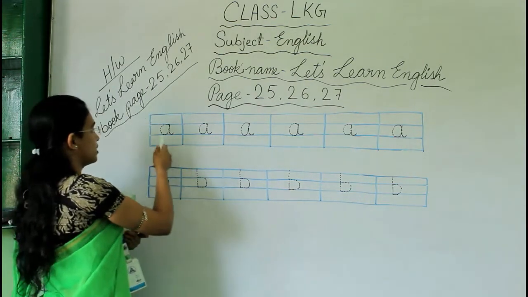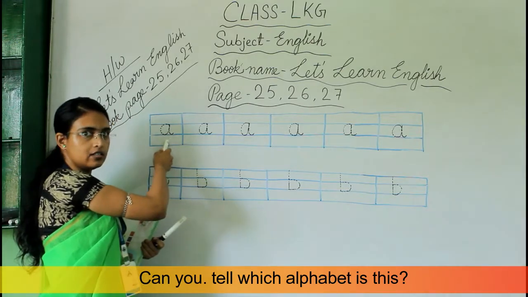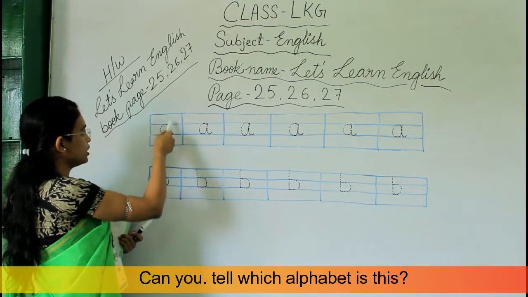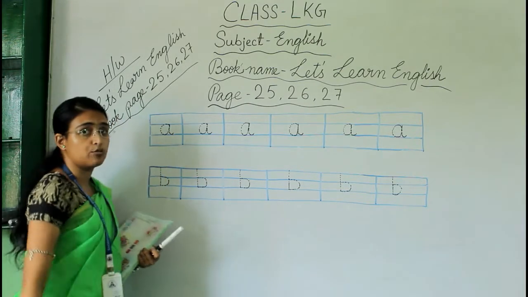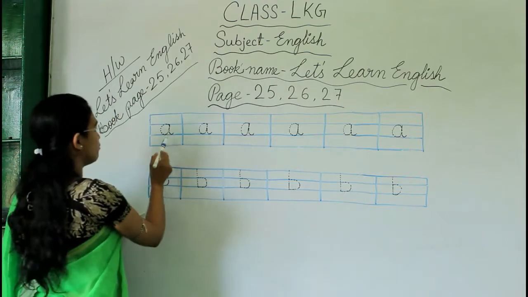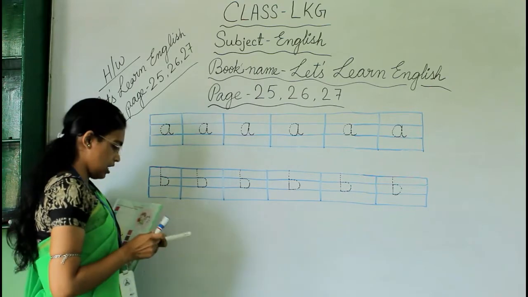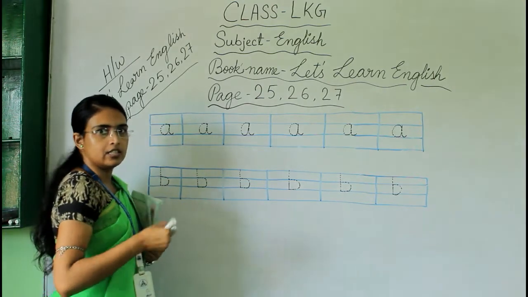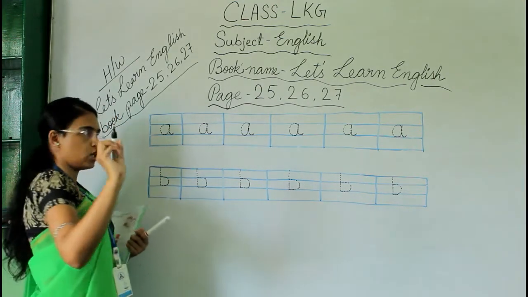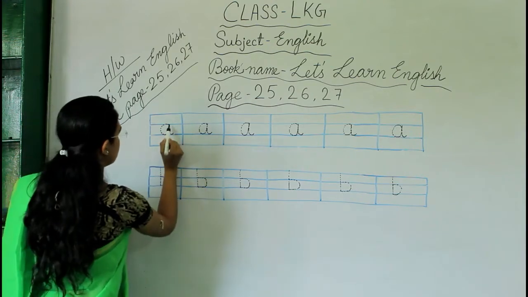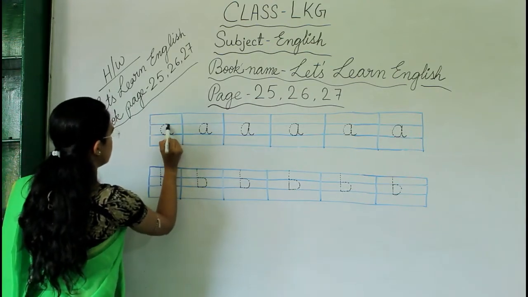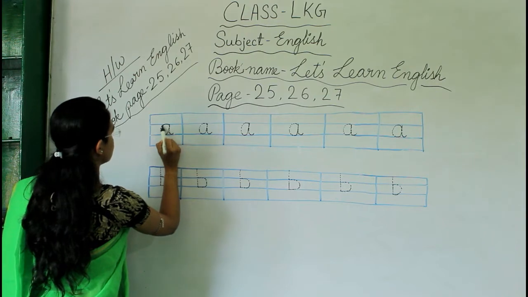Now, can you see the dotted lines here? Dotted alphabet. Which alphabet is this? Small letter A. Now we have to do what? We have to trace this letter. How will you trace the letter? Suppose this is your pencil. Put the pencil here first. Then join the dots like this.